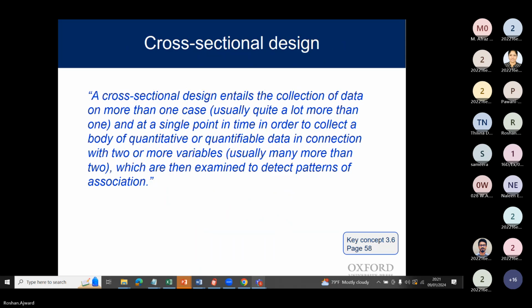Read: a cross-sectional design entails or involves the collection of data on more than one case, usually quite a lot more than one, and at a single point of time, in order to collect a body of quantitative or qualitative information. In simple English, you get data at one point of time from several individuals.